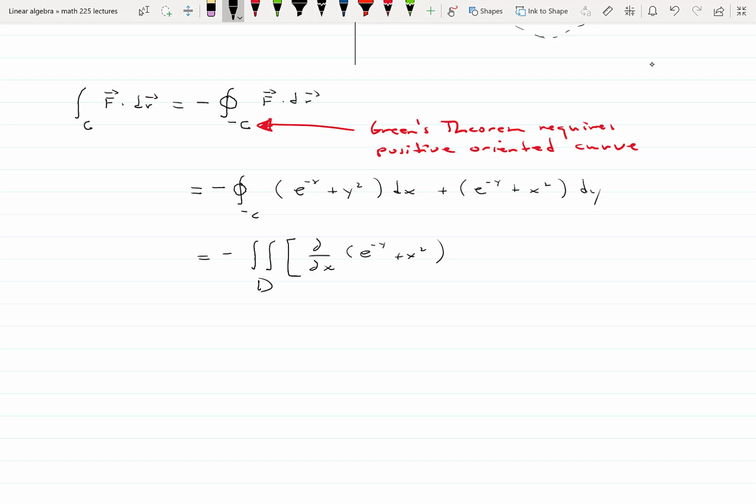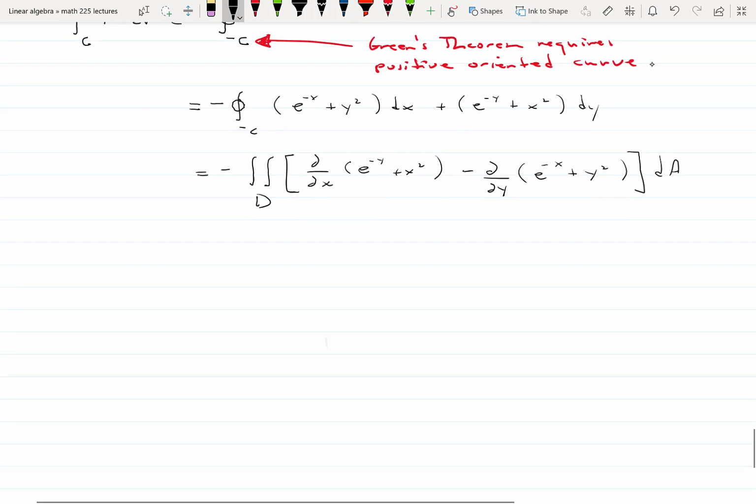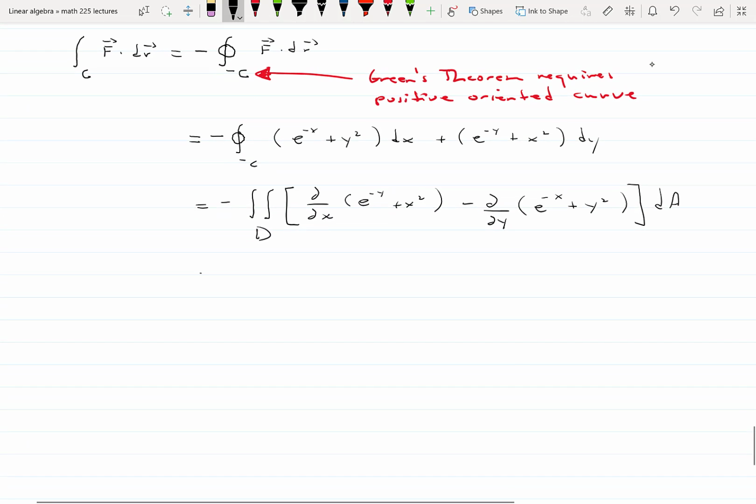It's going to wipe out the exponential portion. I think I have this right. Yeah. Minus the partial, let me clean up my partial symbol here, the partial with respect to y of P, e to the minus x plus y squared, dA. Okay, so now let's perform these partials.